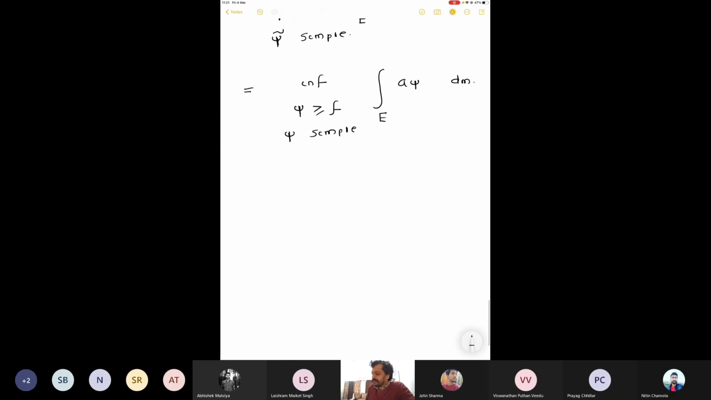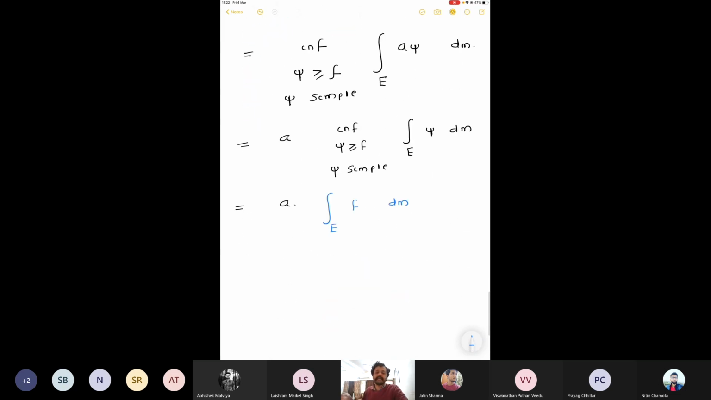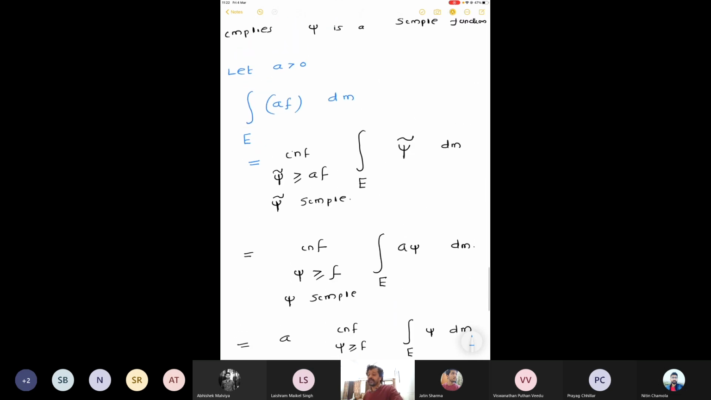And now this is equal to A times, I can pull out, the infimum over psi greater than or equal to F, psi simple, of the integral over E of psi df. Now what is this? You are integrating a simple function greater than or equal to F and then taking the infimum. By definition, what is it? Integration of F, the integral of F df. So integration of AF is the same as A times integration of F, for A greater than 0.